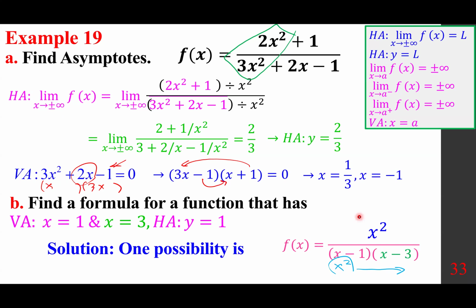So this is one possibility, and one might say, okay, can you think of another one? For example, if I add a number, any number, you make up any number, 5 or 3x minus 1, I still have the same vertical asymptotes and the same horizontal asymptote. And this is one possibility, everybody.